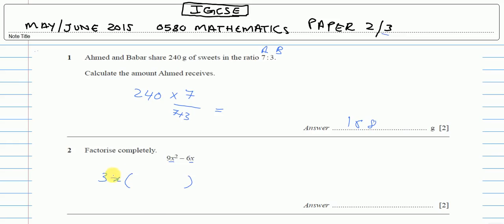For the number it is easier to go back. So 3 times what will give me 9? 3 times 3 will give me 9. Out of the 2x, 1x is outside, 1x is still here, minus 3 times what will give me 6 is 2, and 1x came out. The 6 doesn't have any more x, so that's my answer. It is 3x minus 2. Now let's see question number 3 then.